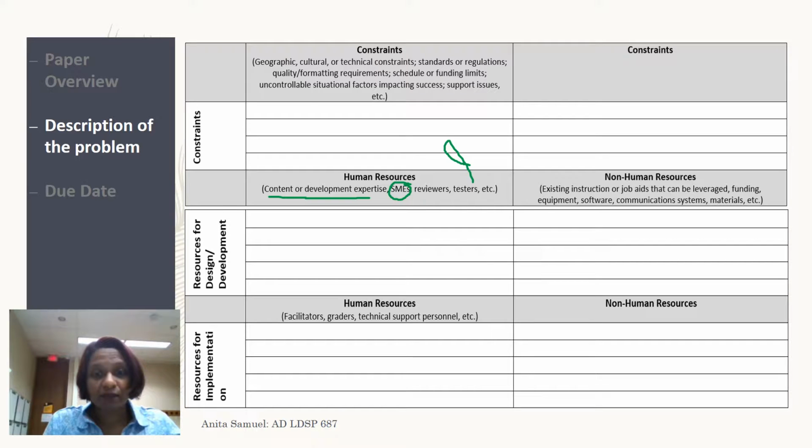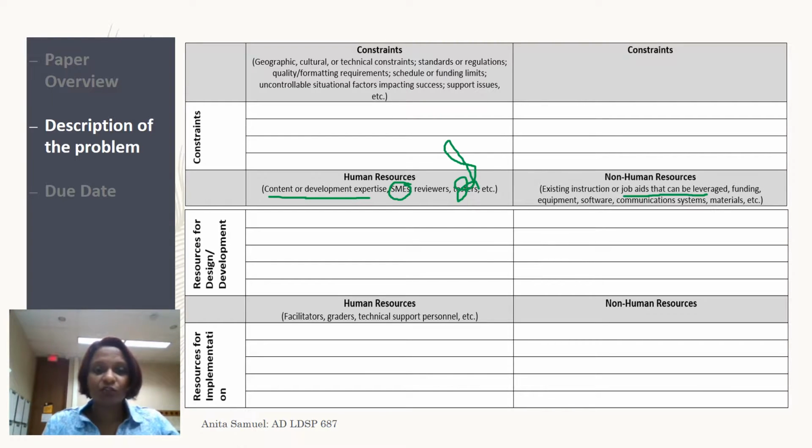You also need testers, right? So who's going to be testing this for you? And non-human resources, what is existing that can be leveraged? So if it's a training for some kind of product that they have, is there documentation from the provider of that product that you can leverage?